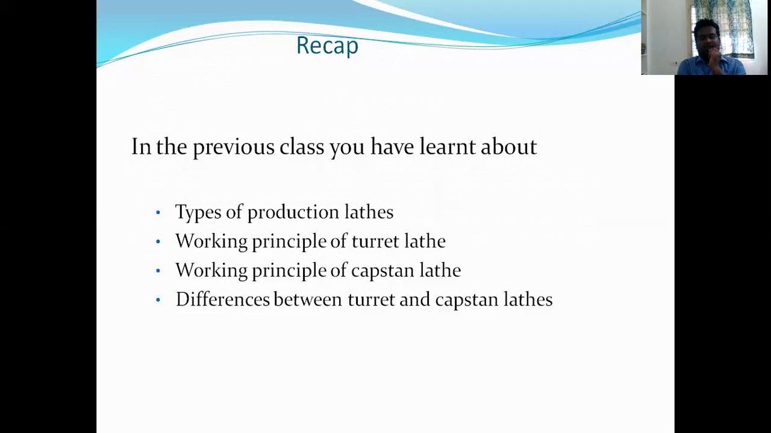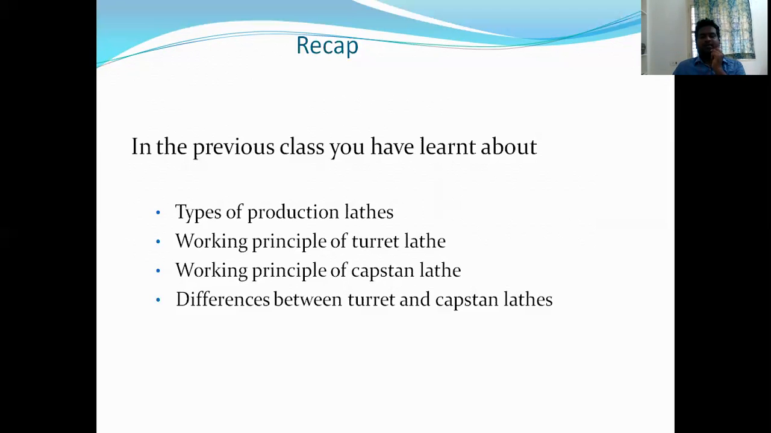And the other difference is that capstan lathes are suitable for small job operations, small industry tasks. Okay? They are suitable for small industries, whereas turret lathes are suitable for large ones. Okay, these are the differences between turret and capstan lathe we have discussed. So the capstan lathe is suitable for small industries, and the turret lathe is suitable for large scale industries, right?